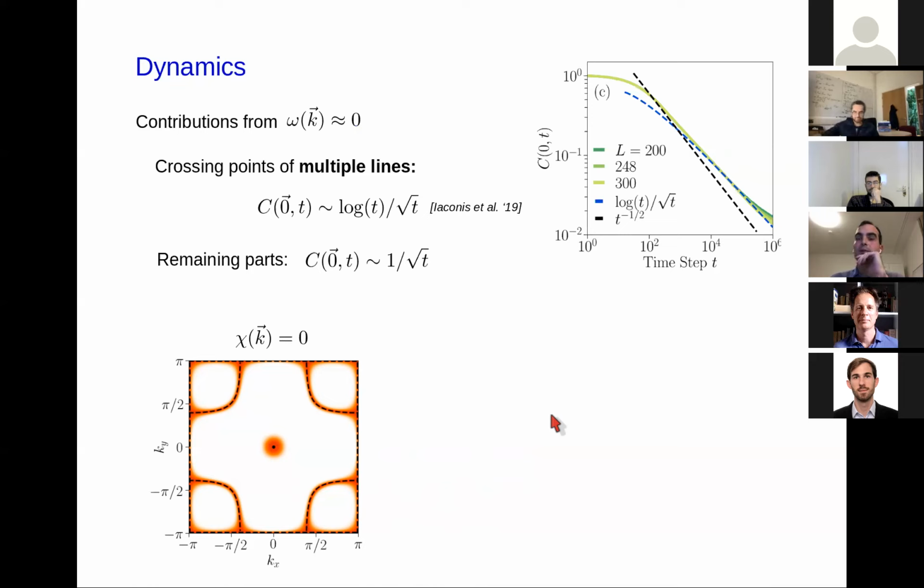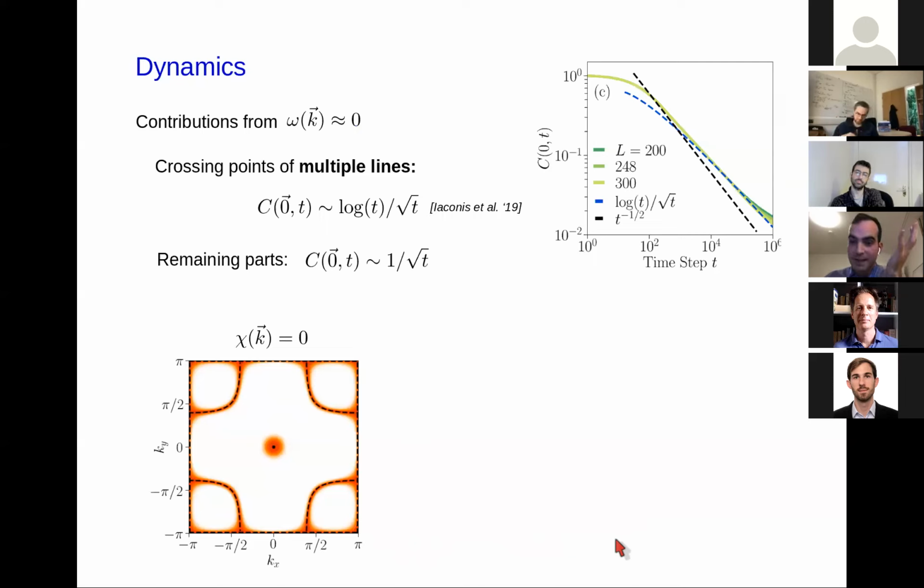In places where multiple lines cross, what you will find is that the autocorrelation decays in this fashion, log t divided by square root of t, which in fact was already found in some previous work with the U1 subsystem symmetries that I told you about in the introduction, and which appears to agree quite well with the numerical results. And everywhere else, far from these crossing points, it basically goes as 1 over square root of t.